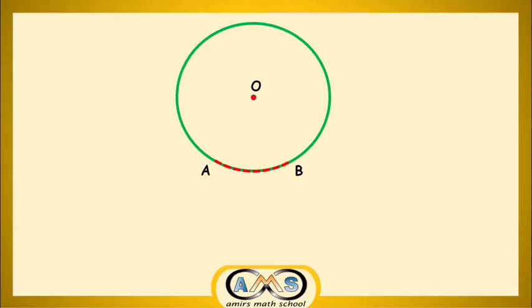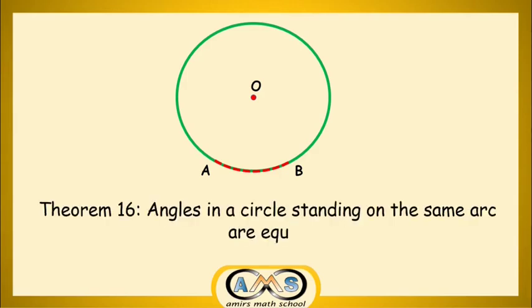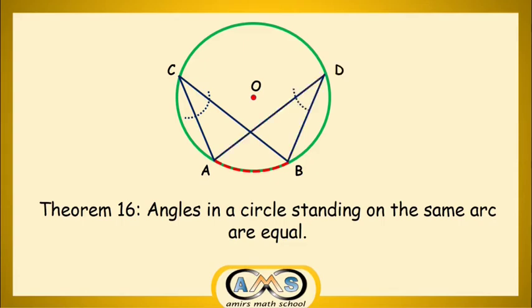Again, this AB is the minor arc of the circle. Theorem number 16: angles in a circle standing on the same arc are equal. That is, the angle ACB, the angle ADB and the angle AEB, all three angles will be equal.